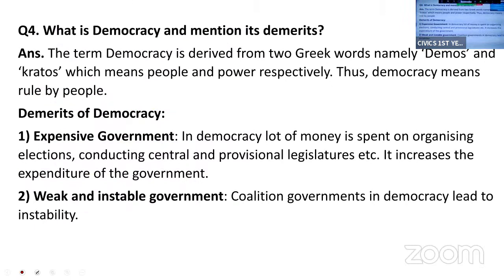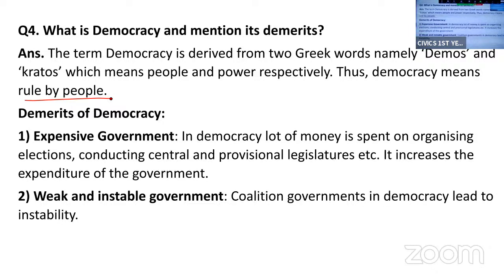So let us discuss the demerits of democracy. Coming to the definition or introduction, you can write the same as we have written for merits. The word democracy is derived from two Greek words, demos and kratos, which mean people and power respectively. Democracy means it is ruled by the people. It is the power of the people.